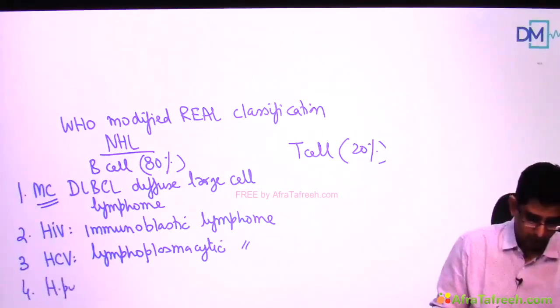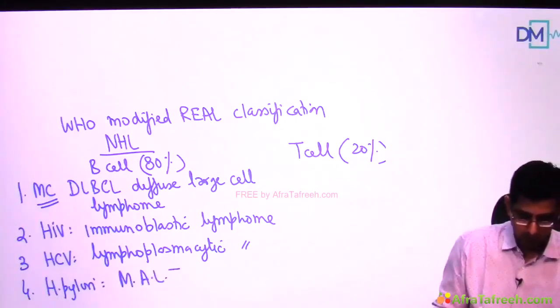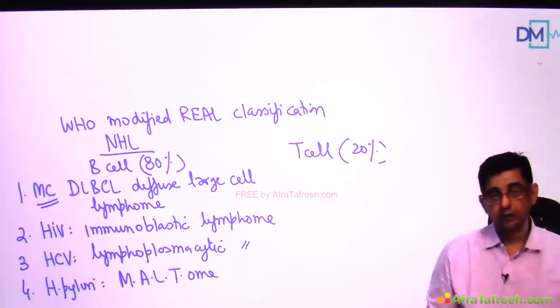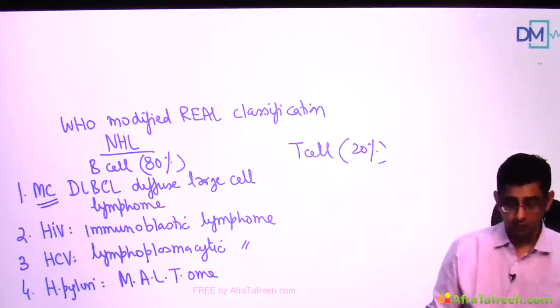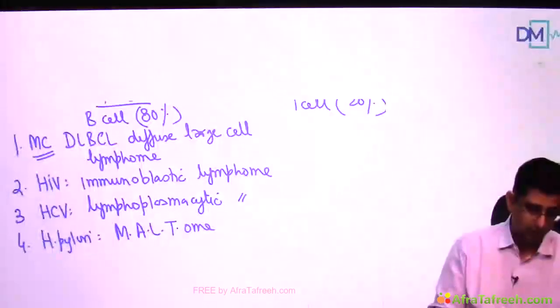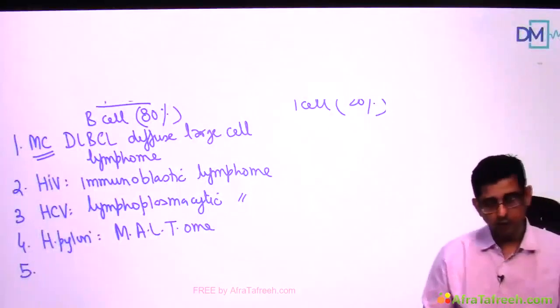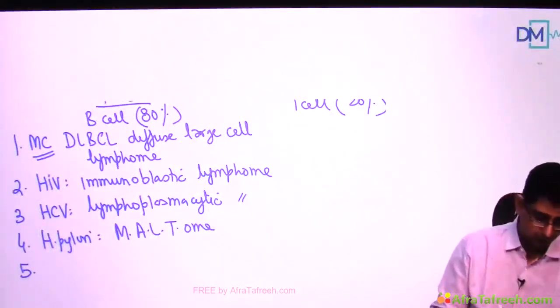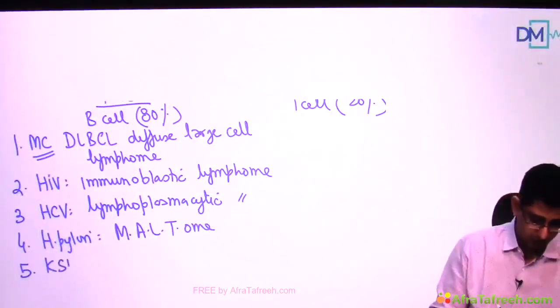Then there's a bacterium in the stomach by the name of Helicobacter pylori that can cause a maltoma, mucosa associated lymphoid tumor, and maltoma is present in the stomach. This is caused by a bacterium, whereas normally we have virus associations. I'm talking about maltoma. Then we have KSHV, that is Kaposi sarcoma herpes virus.